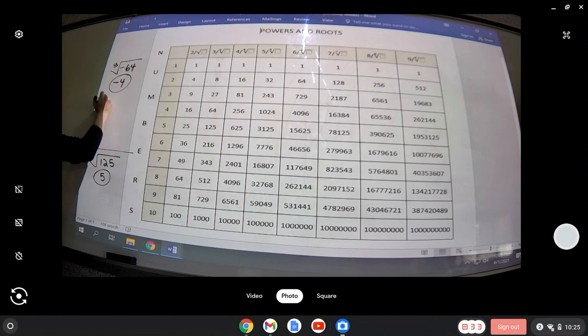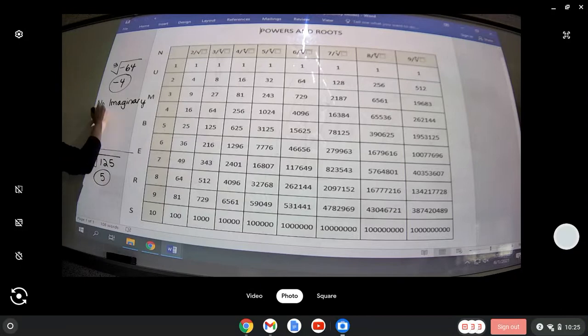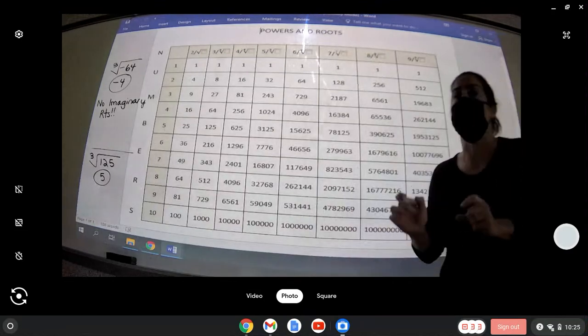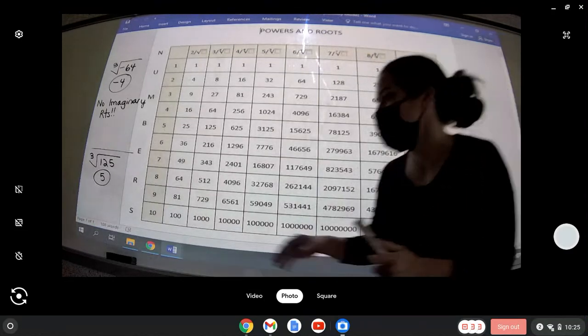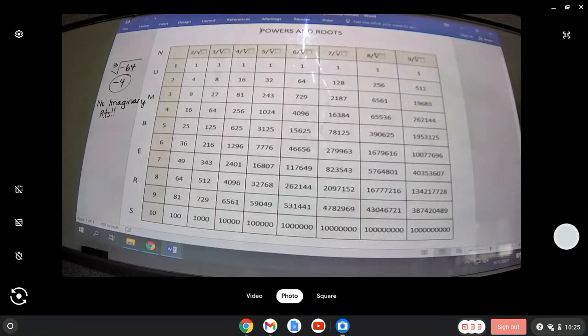There will be no imaginary roots when you are dealing with a third root radical. So you should not have i come out to play in any of your third root radical problems. Okay, now go to the next example. The next example is the third root of 24.